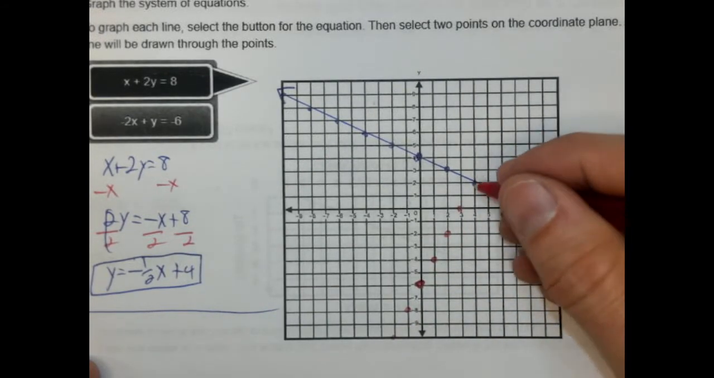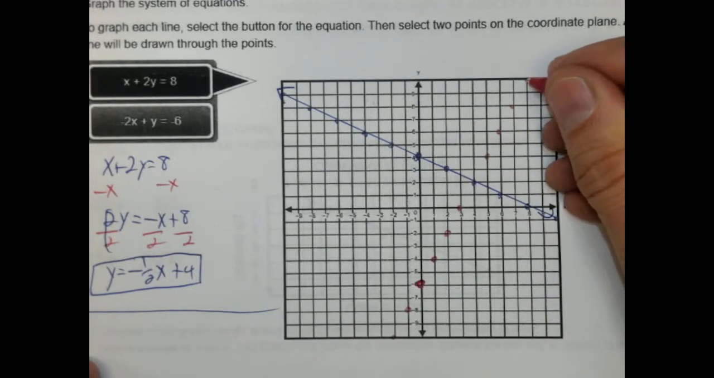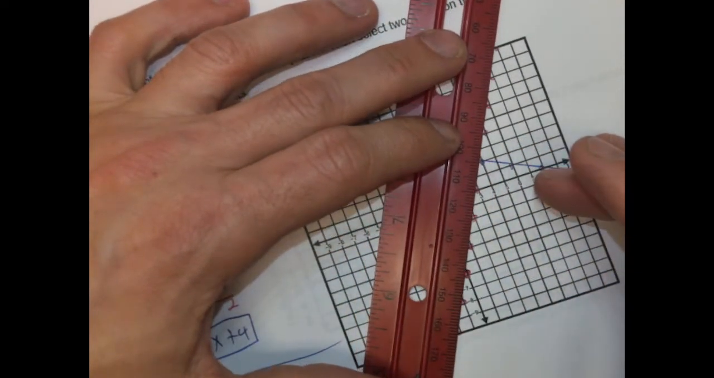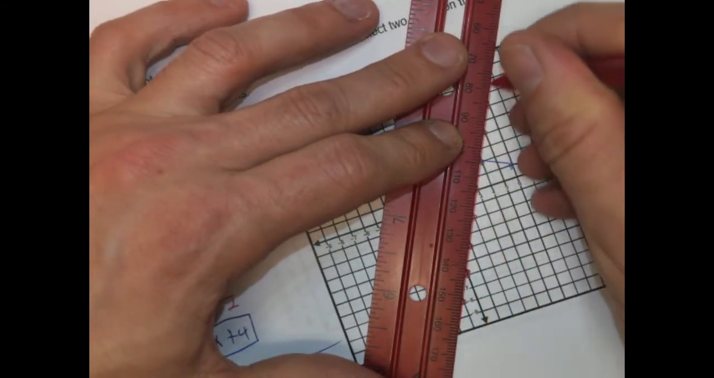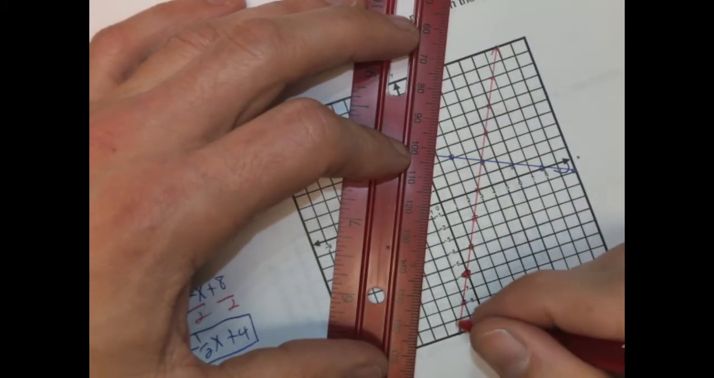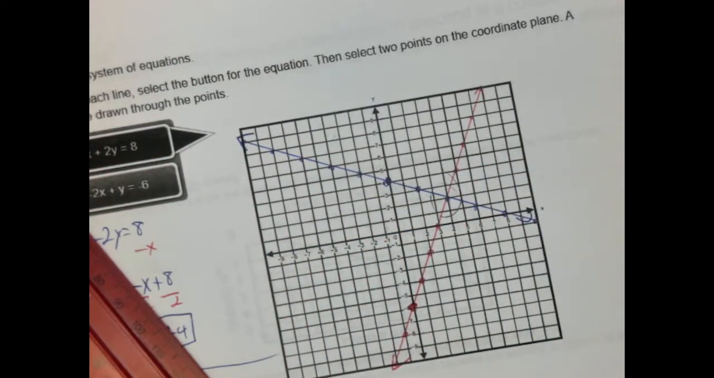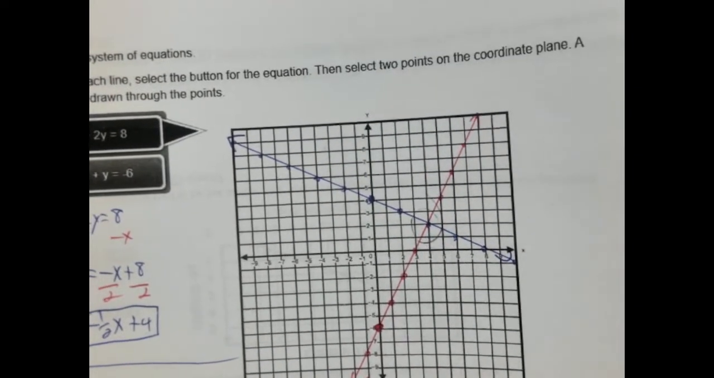There we go. Look, it crossed the right spot. Up 2 over 1, and so forth and so on. Let's go ahead and connect all these. Okay, and there's our point of intersection, which we thought it would be. Excellent.